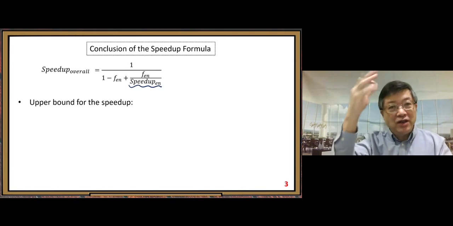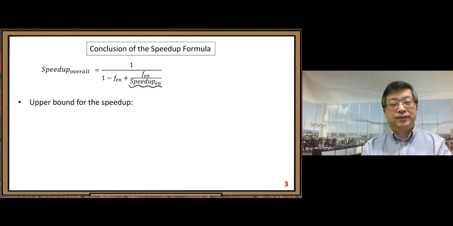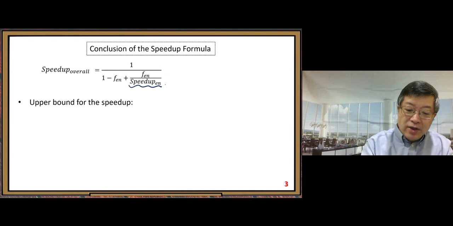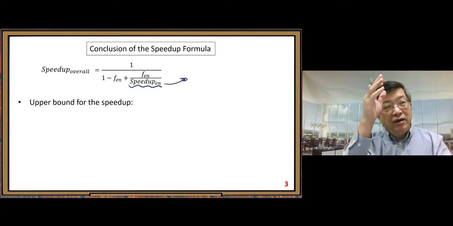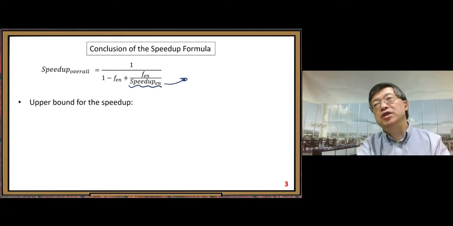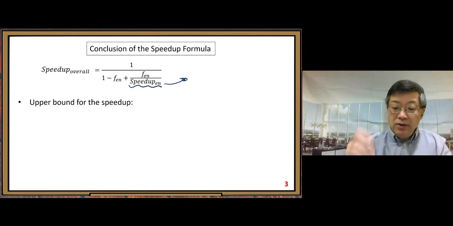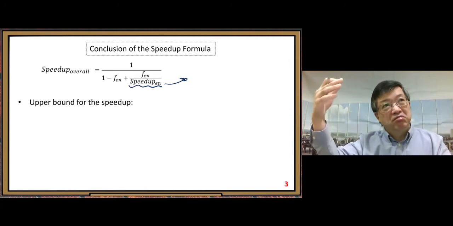These 2 values can change. Here, we want to look at its upper bound. All right. So we want to look at when local speed up changes, how does the fraction change? We want to see that. How does the fraction change when local speed up changes?